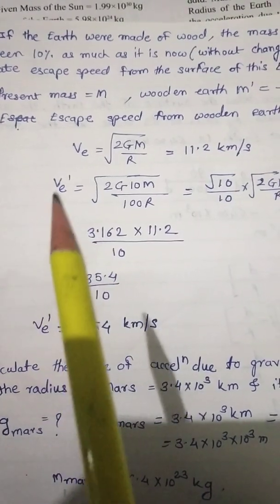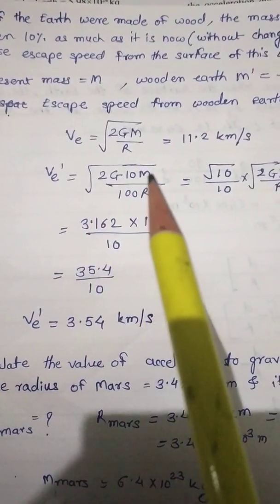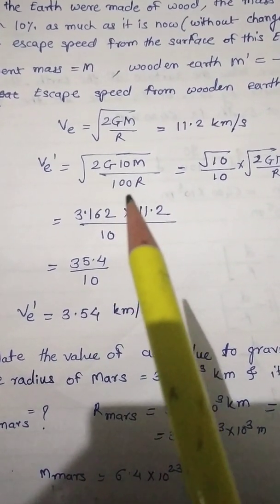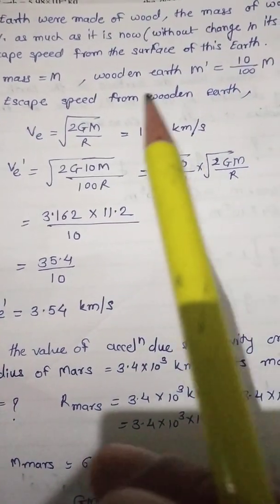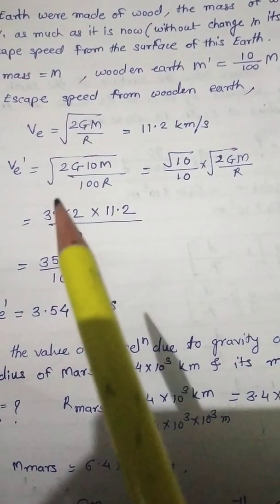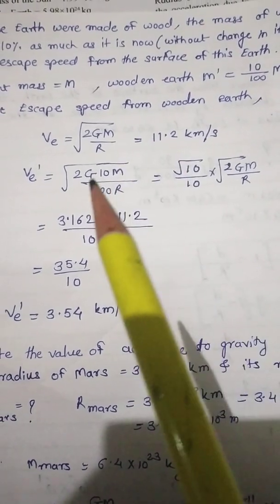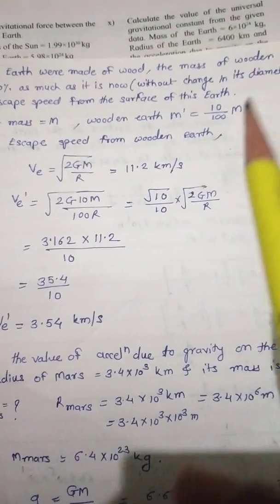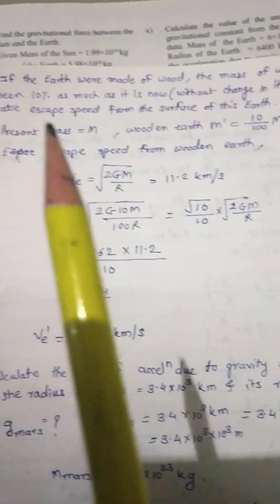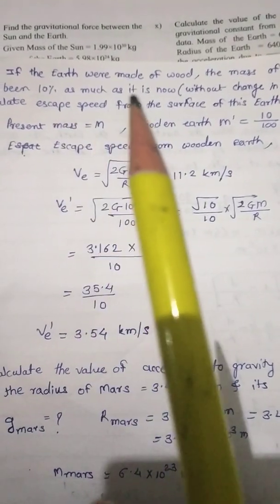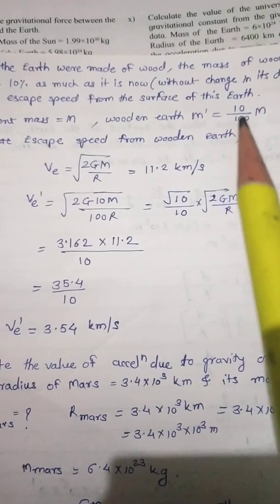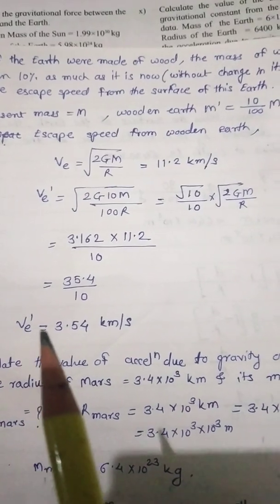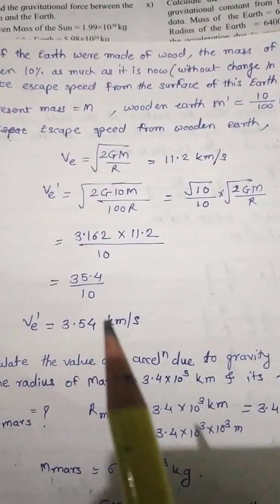so we get here V dash is equal to root of 2G into 10M upon 100 into r, because wooden earth mass M dash, means mass of wooden earth, has been 10% as much as it is now. So we get here 10 upon 100. Okay, so solving this equation we get V dash is equal to 3.54 km per second.